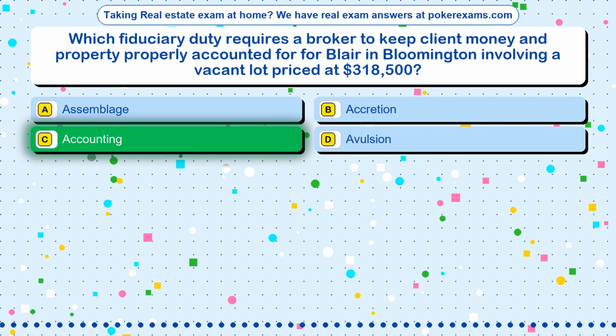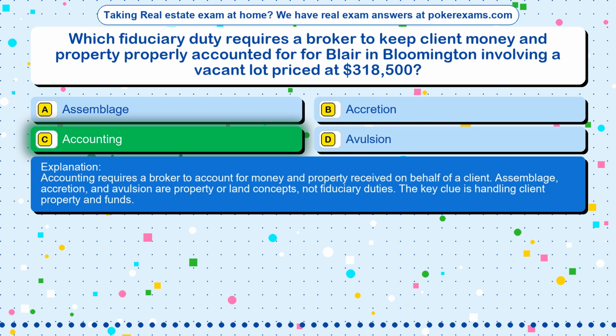The correct answer is option C. Accounting. Accounting requires a broker to account for money and property received on behalf of a client. Assemblage, accretion, and avulsion are property or land concepts, not fiduciary duties. The key clue is handling client property and funds.